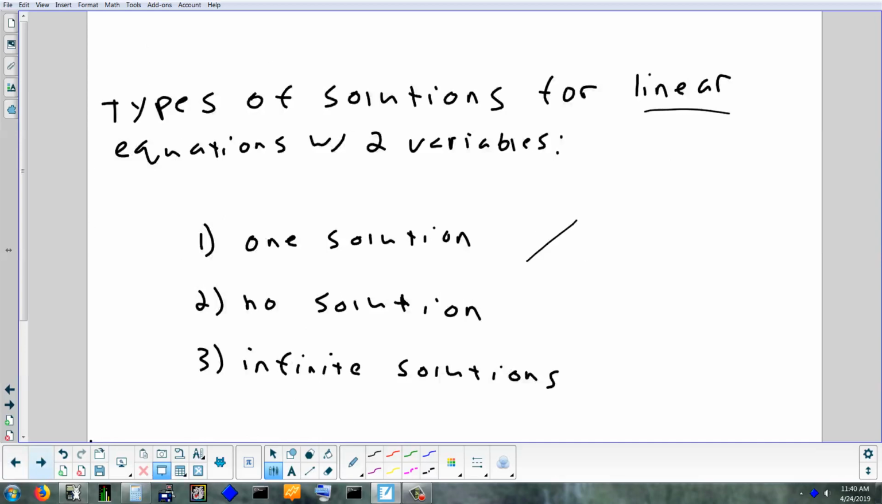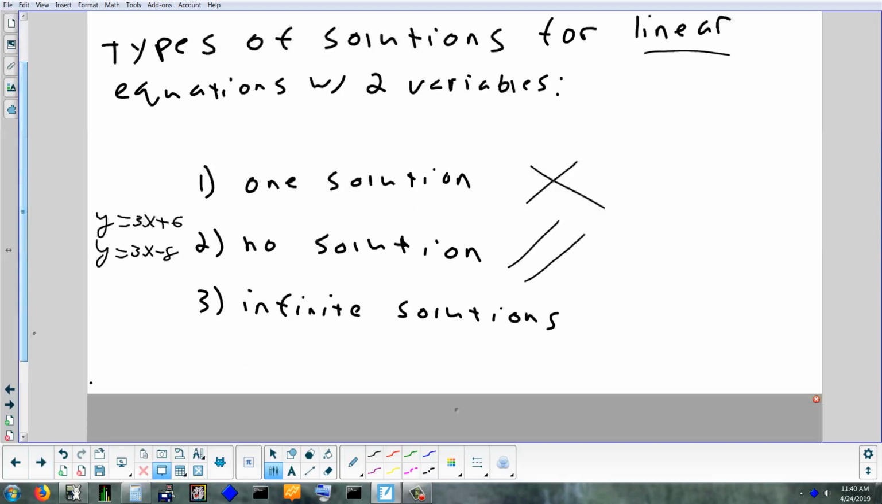Okay, so when you're dealing with linear equations, three things can happen. One solution: you draw your two lines, they cross in one spot. No solution. What kind of lines would have no solution? Yep. Parallel. So if I gave you something like y equals 3x plus 6, y equals 3x minus 8, if you graph those, they're just going to have different y-intercepts. They're parallel. No solution. An infinite solution. How can that happen?